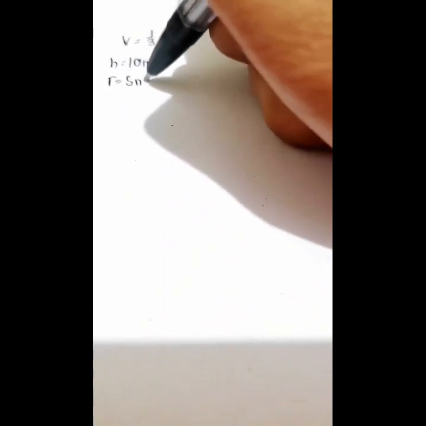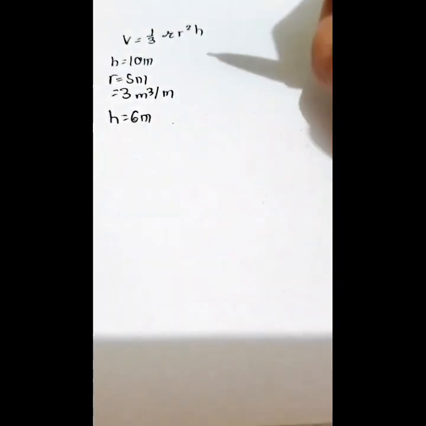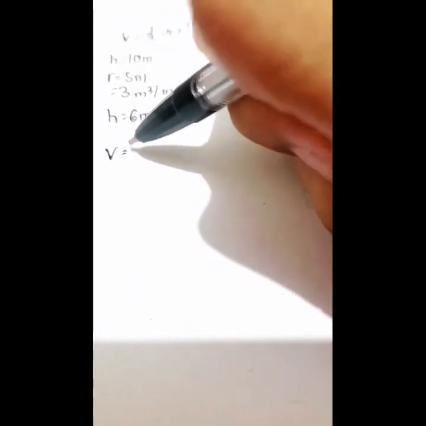A conical tank with a height of 10 meters and a radius of 5 meters is being filled with water at a rate of 3 cubic meters per minute. At what rate is the water level rising when the water is 6 meters deep?